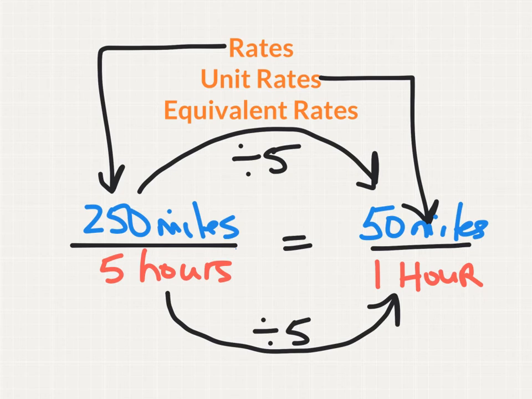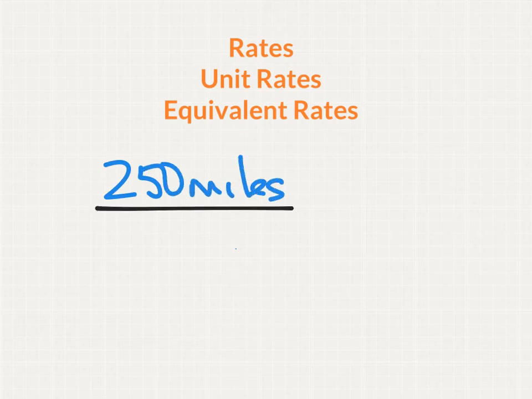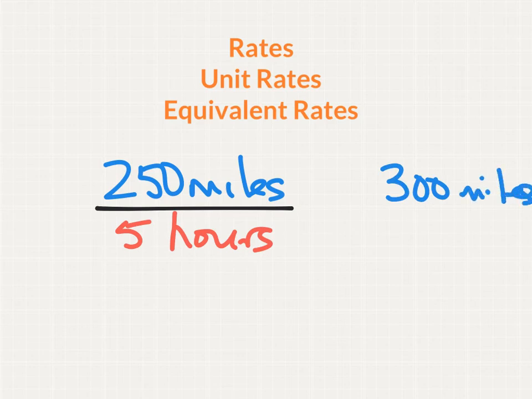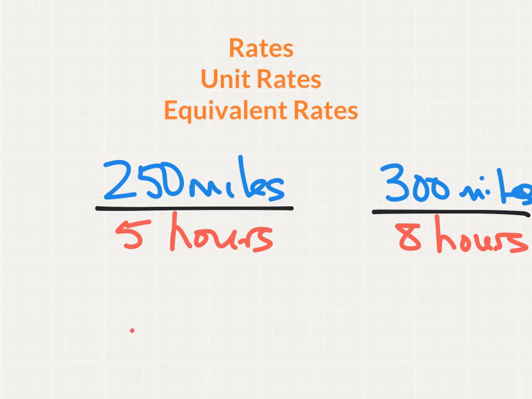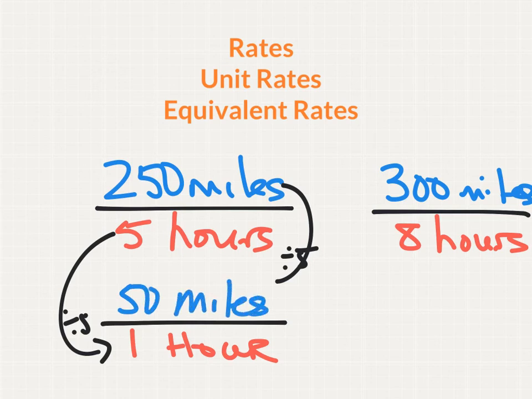Then I said, let's talk about equivalent rates. How do I know if two rates are equivalent? And I said, well, if I traveled, say, 250 miles, and I did it in 5 hours, and you said, well, I traveled 300 miles, and I did that in 8 hours, how would we find out whether these were equivalent? And I would say, let's make them into unit rates. Let's scale down my 5 hours to 1 hour. I need to rewrite my rate having a denominator of 1. So 5 divided by 5 would give me 1. And 250 divided by 5 would give me 50. So I traveled 50 miles per hour.